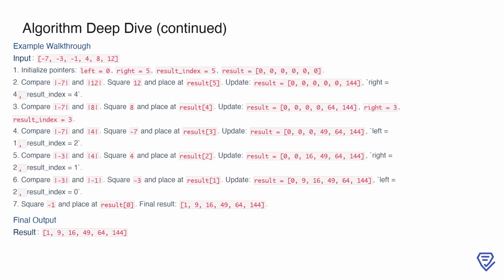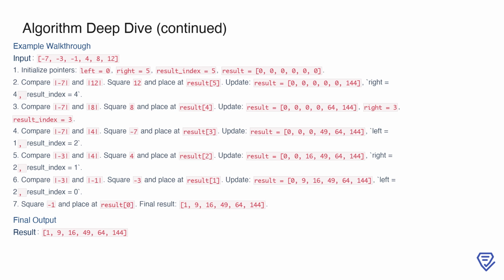Let's walk through an example to solidify our understanding. Suppose the input array is -7, -3, -1, 4, 8, 12. We initialize left at index 0, right at index 5, and result_index at index 5, with the result array prefilled as 0, 0, 0, 0, 0, 0.